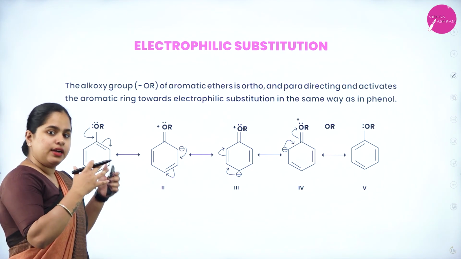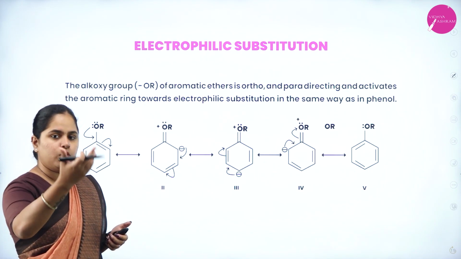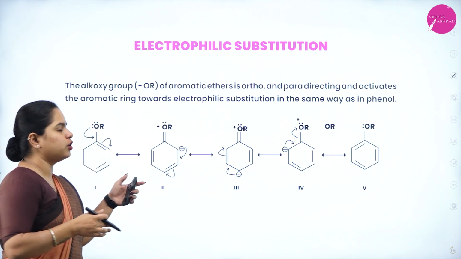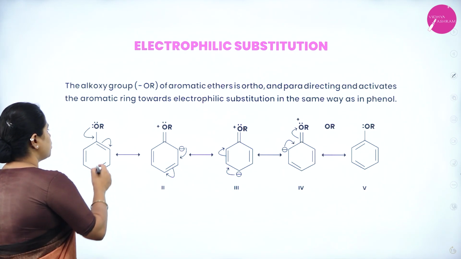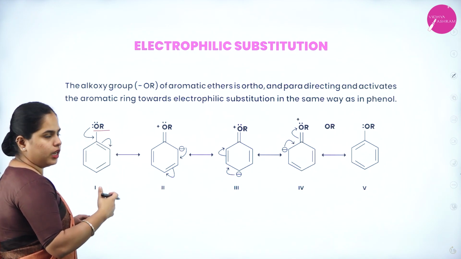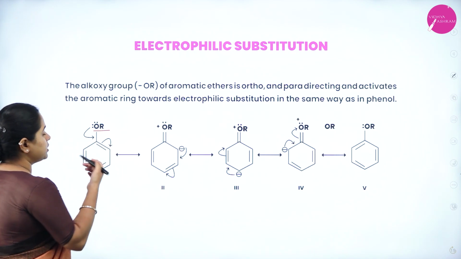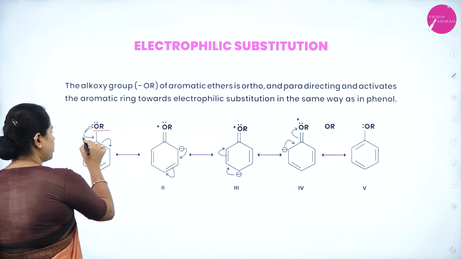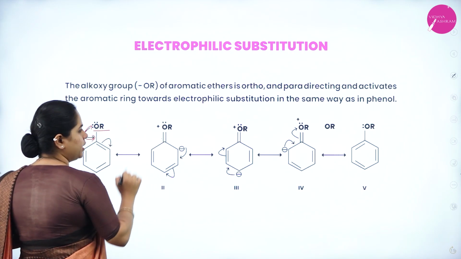So even ethers, like how it was in phenols, this is also ortho-para directing. We can understand it through the resonance structure. So here also it is ROR', where R' is your phenyl group. Oxygen has an extra lone pair of electrons. The lone pair will be shifted here, and this will become a double bond.